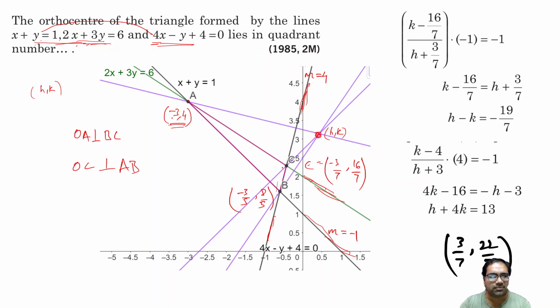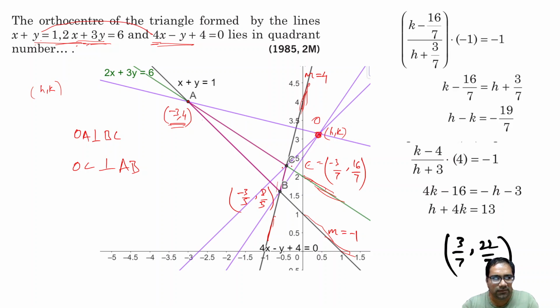Right, we have got three vertices: minus 3, 4; minus 3 by 5, 8 by 5; and minus 3 by 7, 16 by 7. Now we have to find where exactly this orthocenter is. If we assume that H, K are the coordinates of the orthocenter, and we call it O, then what does that mean?